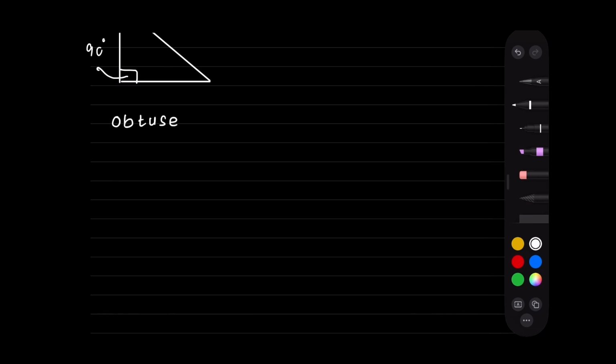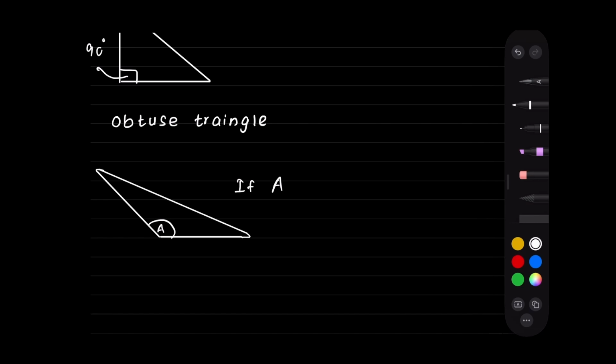And the third type of triangle is the obtuse triangle. An obtuse triangle has one interior angle that measures more than 90 degrees. The condition for a triangle to be an obtuse triangle is that it has one angle that is more than 90 degrees.